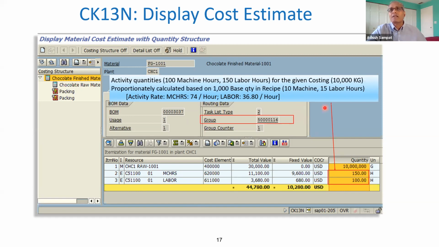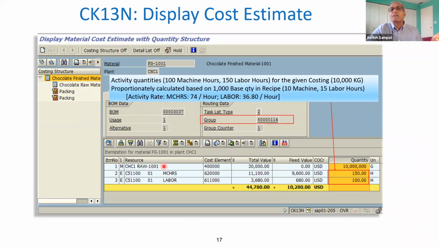Why? Because in this example, this was a 10,000 kilograms. So obviously our base calculation quantity was 1000. So everything is multiplied by 10. Instead of 10 machine hours, we have 100. Instead of 15 labor hours, we have 150. And then ultimately, when we look at the activity rate and multiply them, we get the total value. Some of it is fixed, some of it is variable.